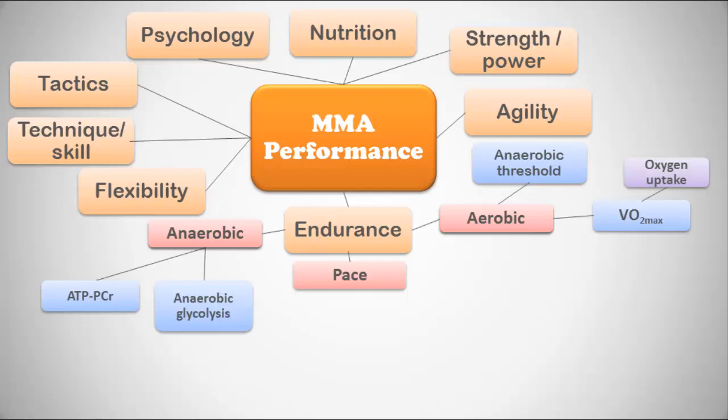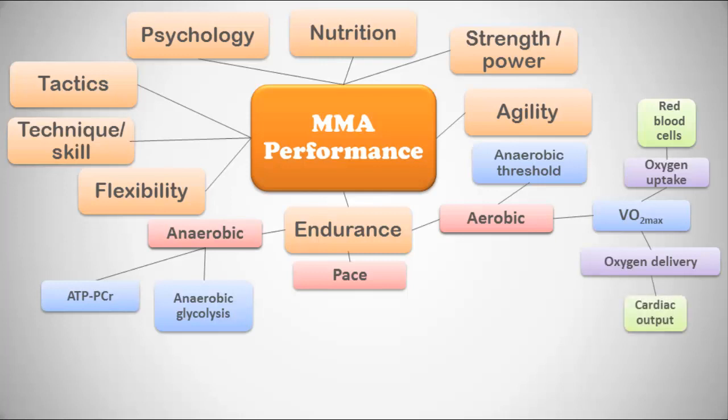Factors that influence your VO2 max: it's the amount of oxygen that your body can take in, and that's going to be influenced by the red blood cells in your body. It's also going to be influenced by oxygen delivery to those muscles, which is going to be influenced by your cardiac output. And if you're not familiar with what cardiac output is, that's a combination of your heart rate, so how fast your heart is pumping the blood, and then your stroke volume, which is how much blood your heart is pumping out with each beat. And you can modify all these factors with training.